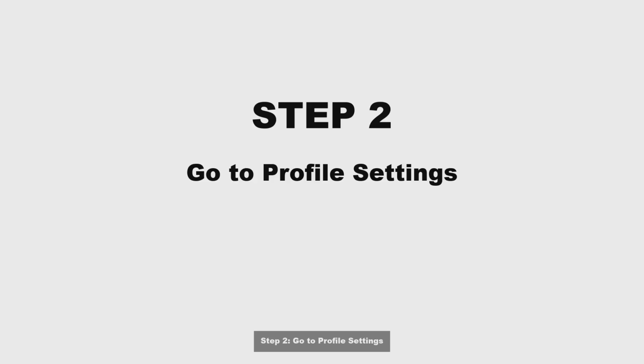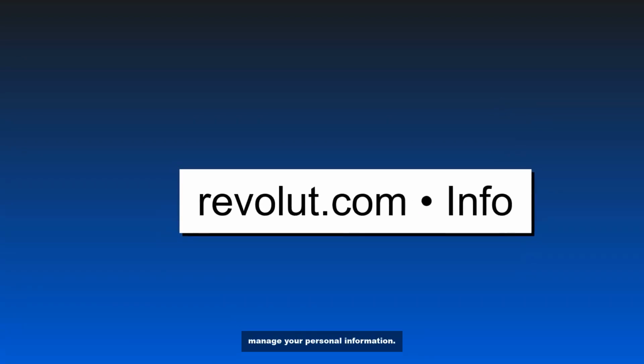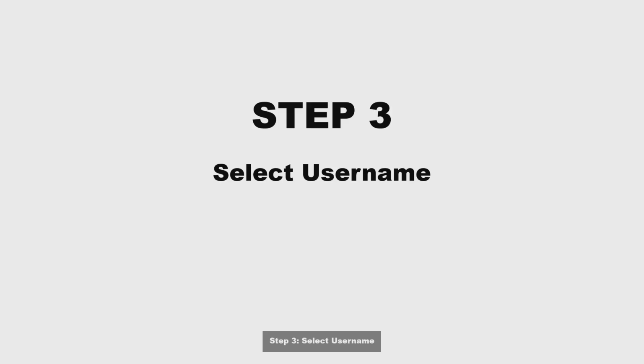Step 2. Go to Profile Settings. Tap on the profile icon or the account tab at the bottom of the screen. This will take you to your account settings where you can manage your personal information. Step 3. Select Username. Look for the option labeled Username or Edit Username within the profile settings. Tap on this option to proceed with changing your username.